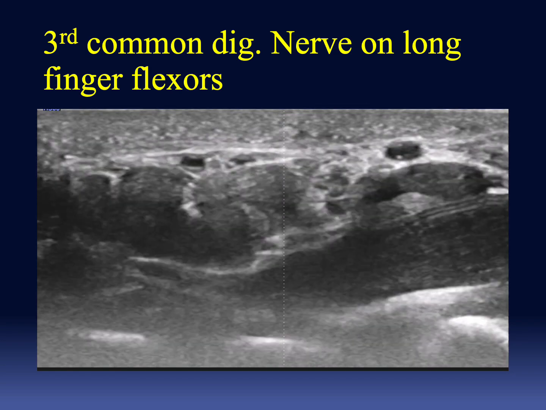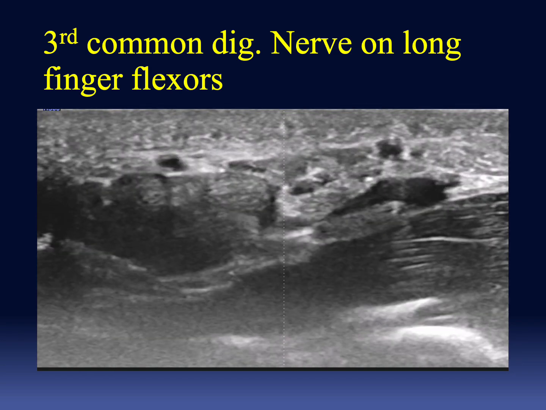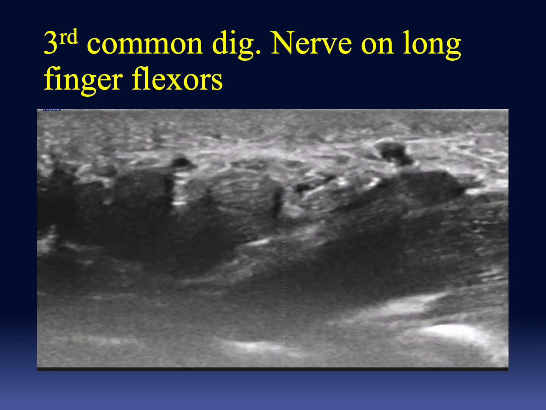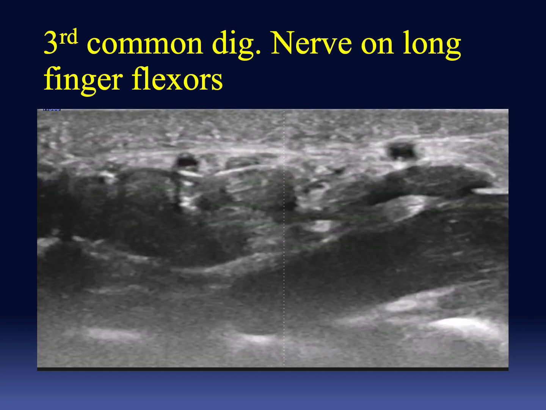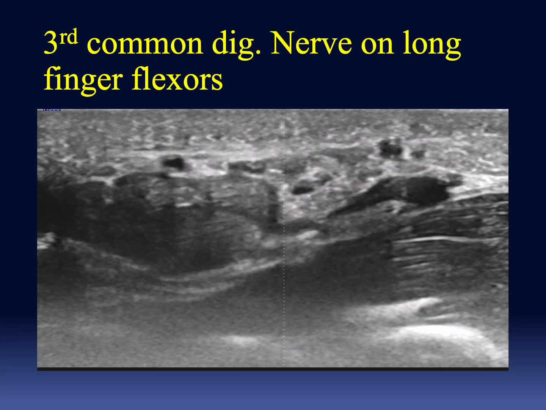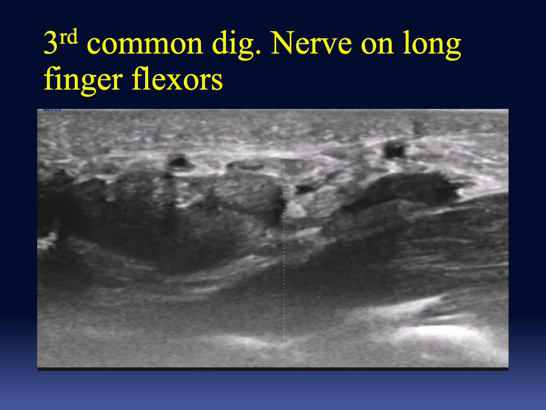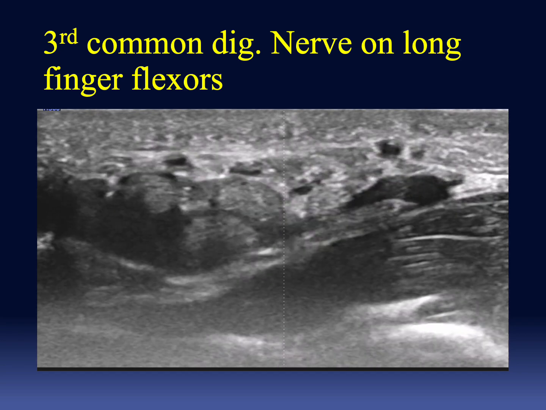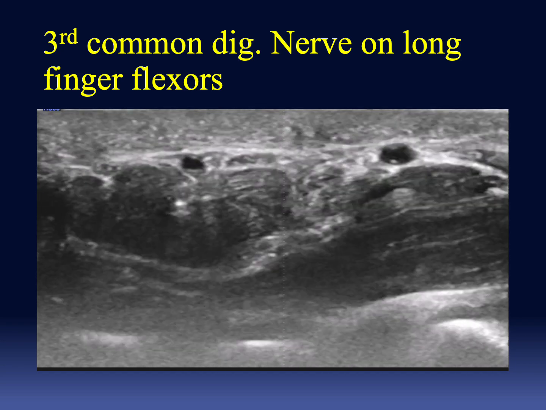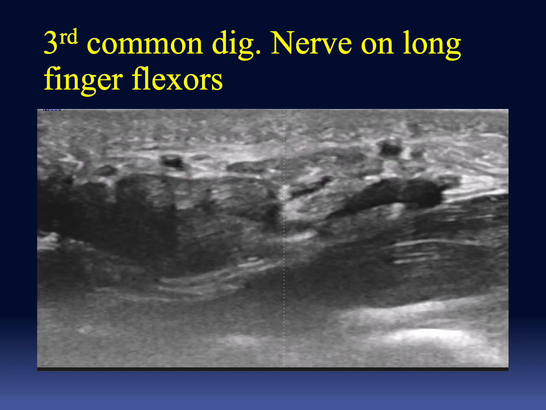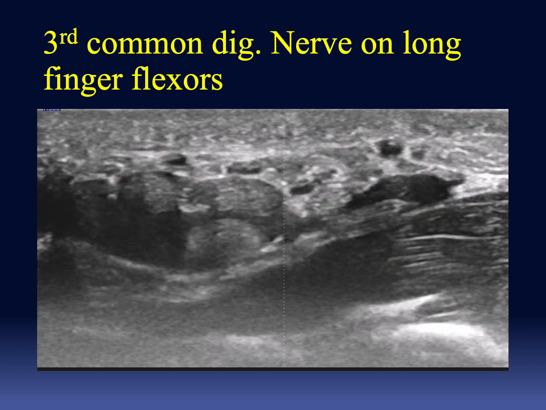Then the other nerve we need to worry about is the third common digital. Here we see it crossing the flexor tendons of the long finger. And we want this crossing to occur down in the hand, not underneath the transverse carpal ligament. And we can tell we're down in the hand because we can see the adductor of the thumb coming off the third metacarpal here.